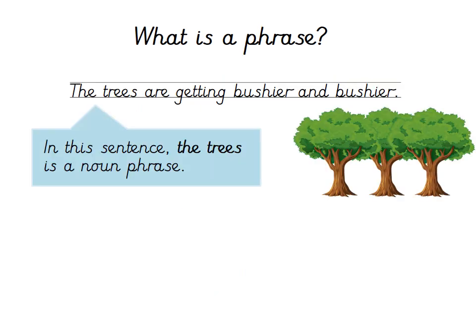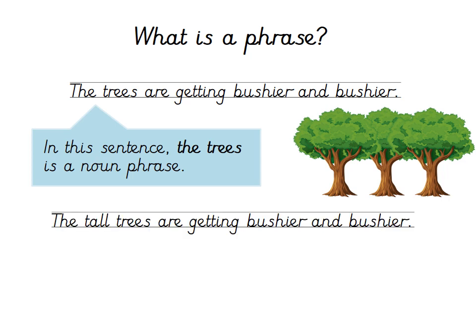Now we are going to think about what a phrase is. Let's read the sentence again together. The trees are getting bushier and bushier. In this sentence, the trees is a noun phrase. Remember that a phrase is not a sentence. Phrases are groups of words that usually form part of a sentence. When we expand something, we make it larger. We use adjectives to create expanded noun phrases. Remember, an adjective is a describing word. They are very important when we're creating expanded noun phrases because we're describing the noun with extra detail.